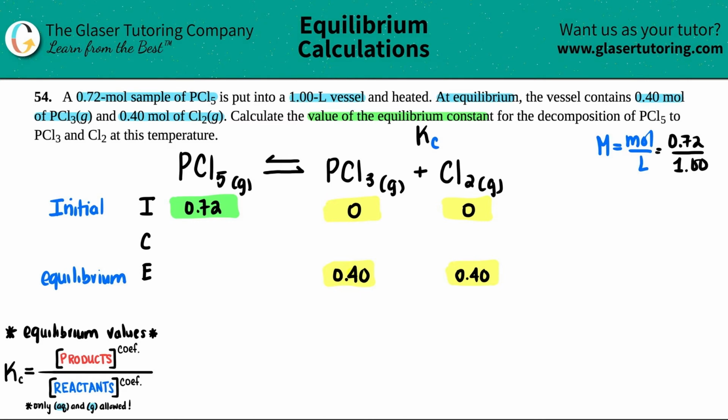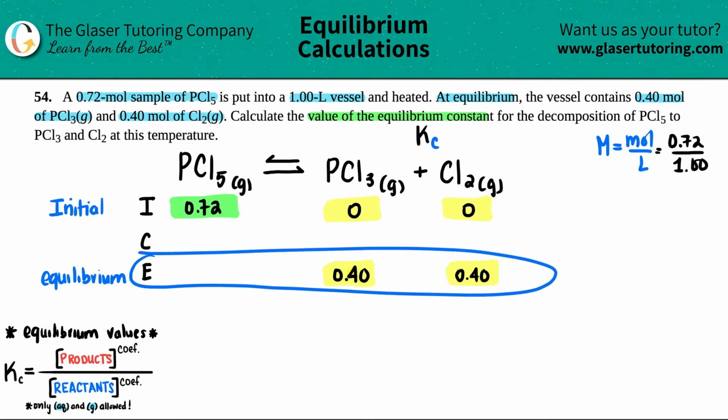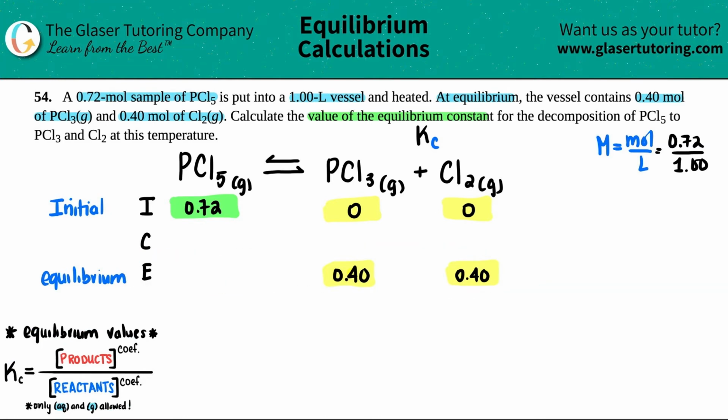Okay, now remember, if we're using this formula, I have to have values at equilibrium. I got these 2 values, but what's the issue here? Oh, I don't have the equilibrium value for PCl5. I gotta find this. How am I gonna find this? Well, this comes from the C. C stands for change. This is the change from initial to equilibrium.